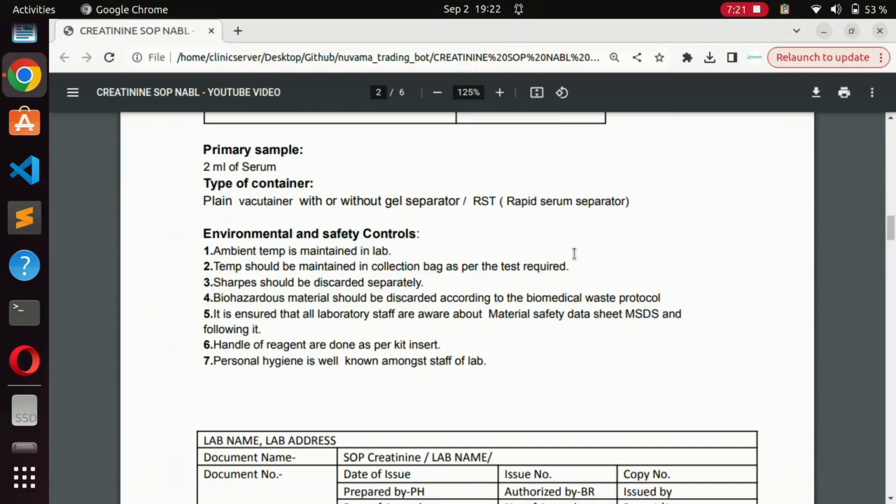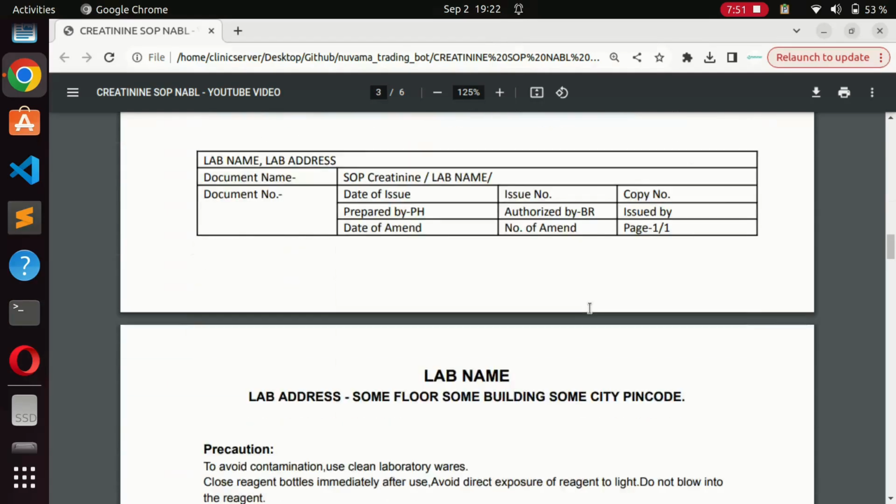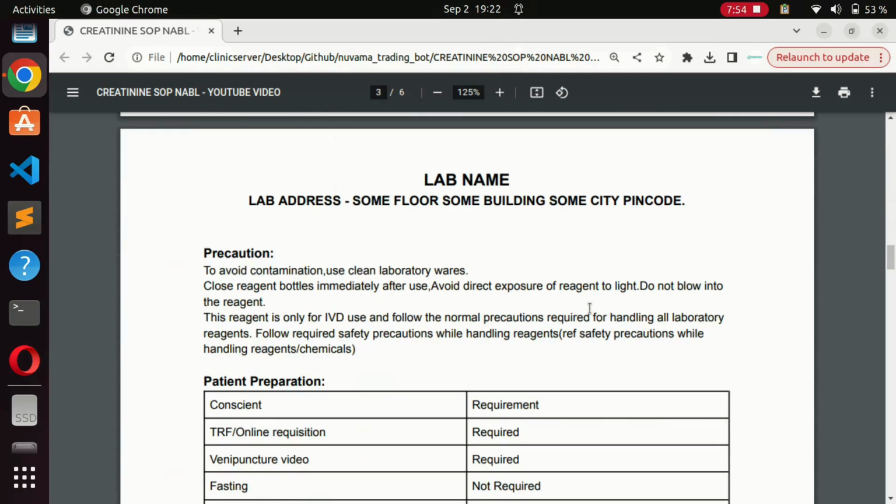Now, the next thing is the environmental and safety control. The ambient temperature is maintained in the lab. Temperature should be maintained in the collection bag. When the sample is collected as the test is required, sharps should be discarded. Biohazardous material should be discarded according to the biomedical waste protocol, which will be mentioned in its own separate SOP. It is ensured that all the lab staff are aware of material safety data sheets and are following them. This MSDS is something which is included in any reagent. Handling of the reagent is done as per the kit insert, and personal hygiene is well maintained and known amongst the staff of the lab.